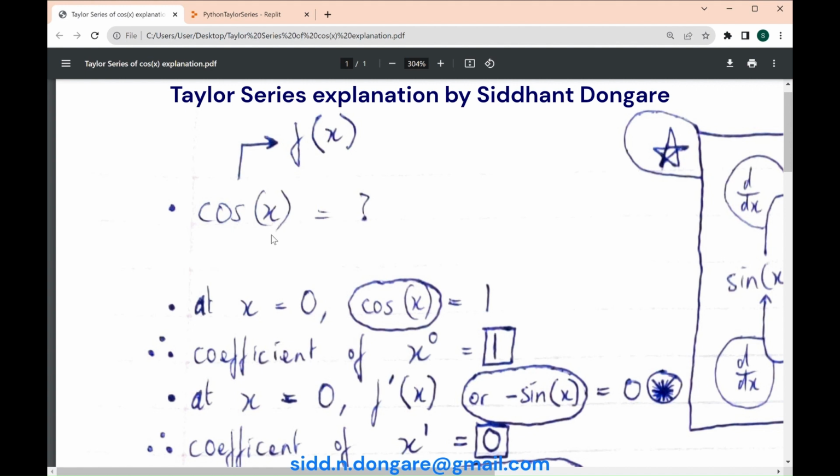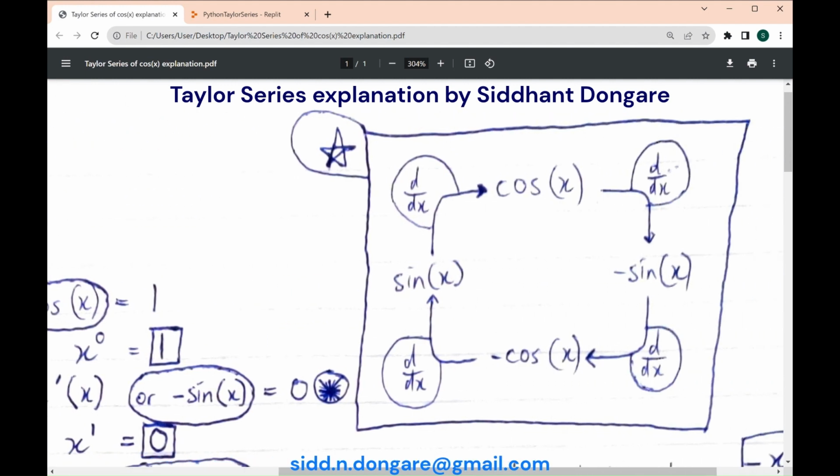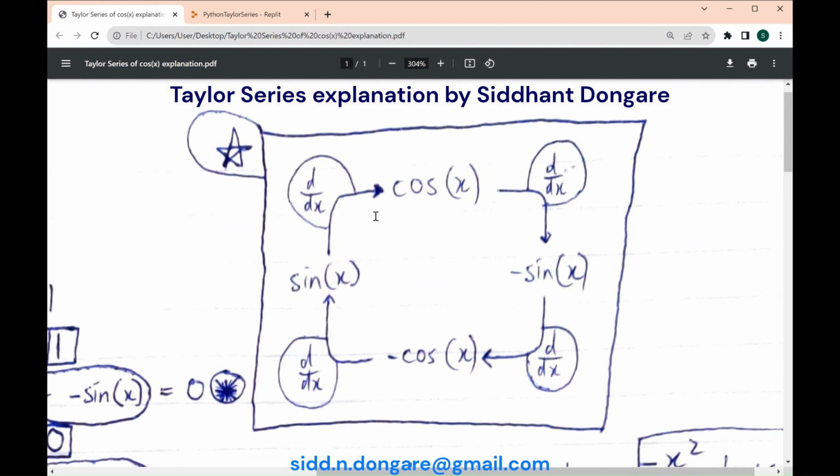Because this method uses derivatives, we need to know how the cosine of x differentiates. And this is why I've shown this little cycle here. This shows that the cosine of x differentiates to minus sine of x, and minus sine of x differentiates to minus cos of x, and minus cos of x differentiates to sine x, which once again, crucially, leads to the cos of x.